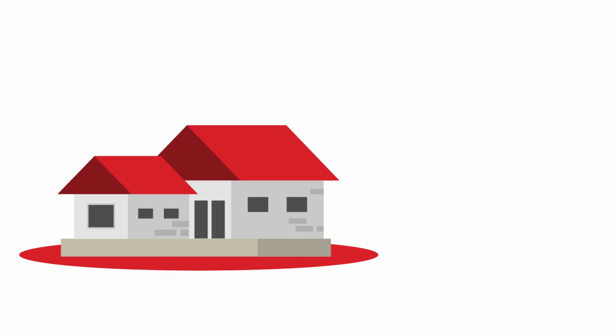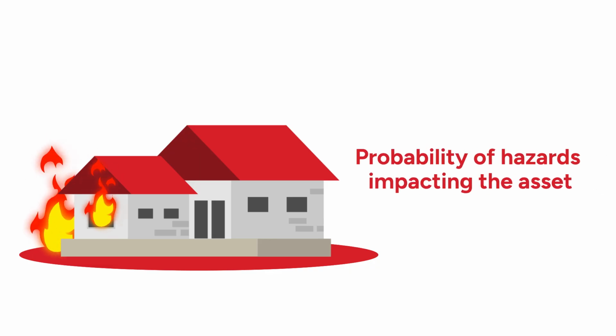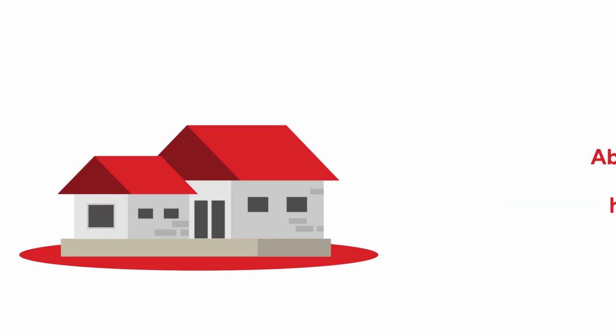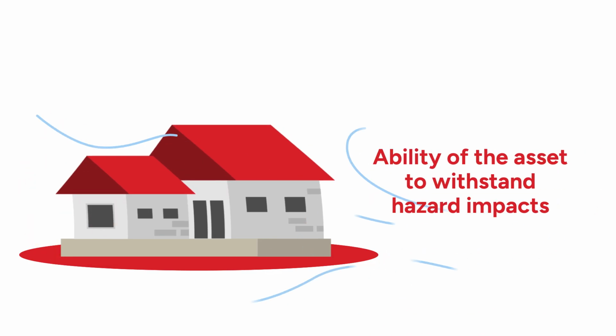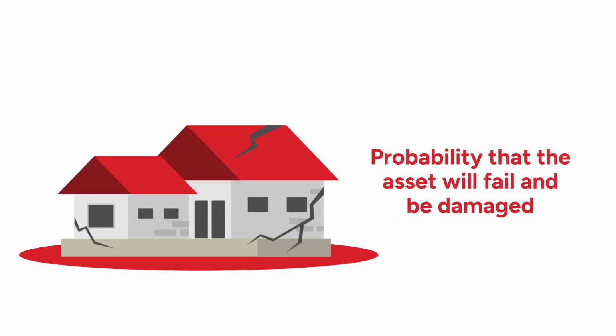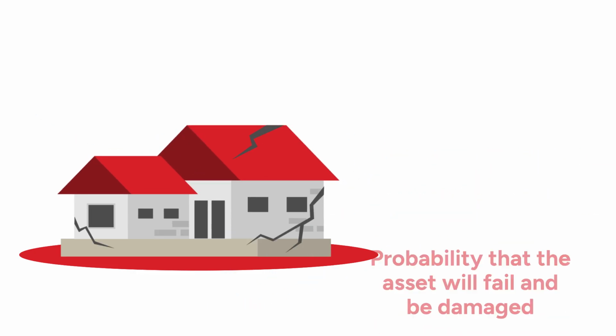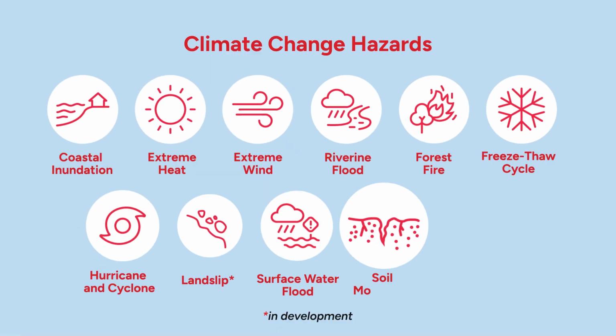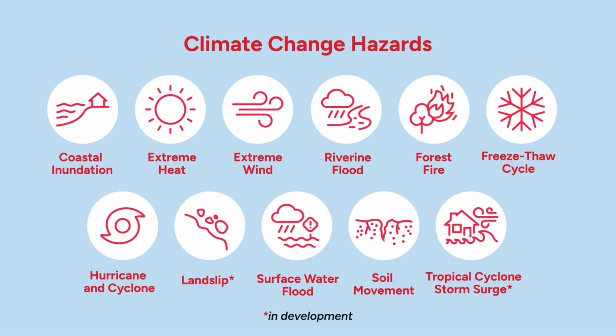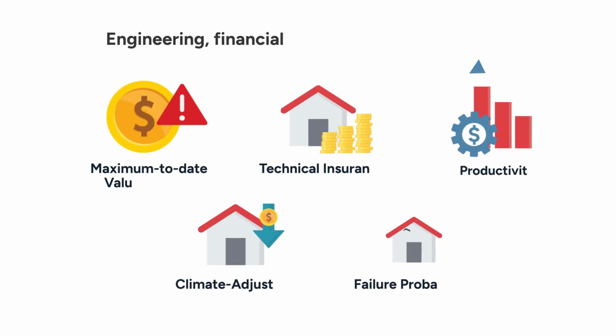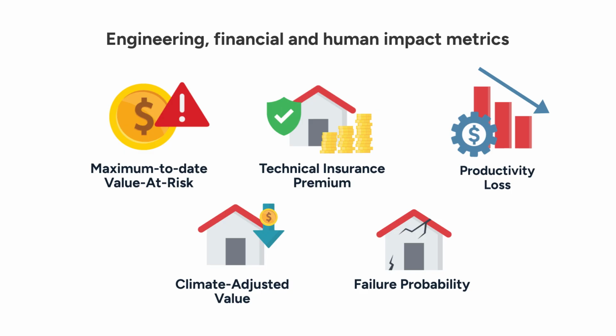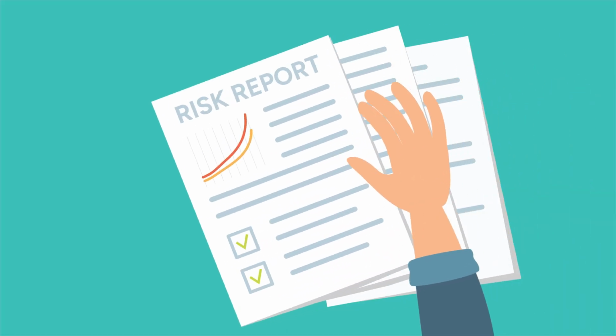We use all of this data to calculate the probability of hazards impacting the asset, the ability of the asset to withstand hazard impacts, and the probability that the asset will fail and be damaged. XDI measures a range of climate hazards, with more in development. The final results are expressed in a range of engineering, financial, and human impact metrics to inform decision-making for a resilient future.